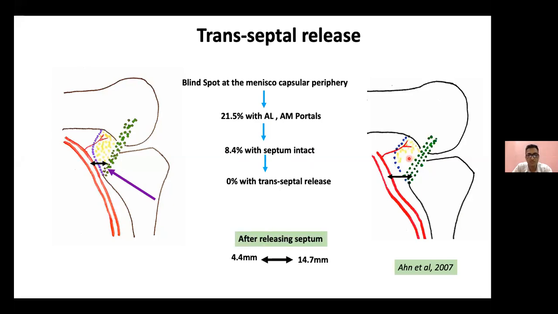After releasing the septum, the distance from the tibial attachment of the PCL increases from 4.4 millimeters to 14.7 millimeters. This is approximately 14.7 millimeters because this is where the guide wire is going to exit. So we don't want to run the risk of injuring the popliteal vessel. So the anatomy of the septum is very important here.